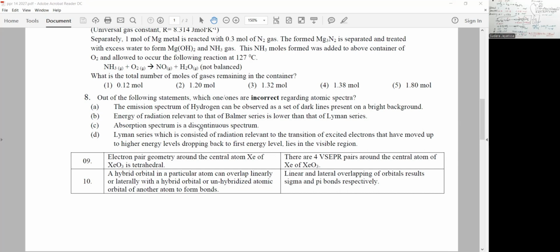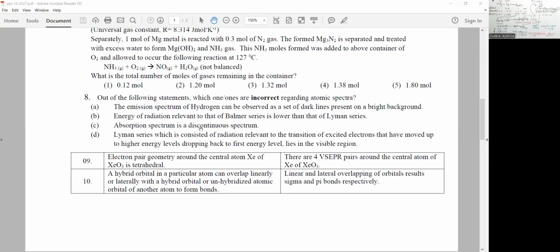And the second one: energy of radiation relevant to the Balmer series is lower than Lyman. That's also true, because Lyman is in the UV region while Balmer is in the visible region. So UV obviously has higher energy. Therefore Lyman should have higher energy.